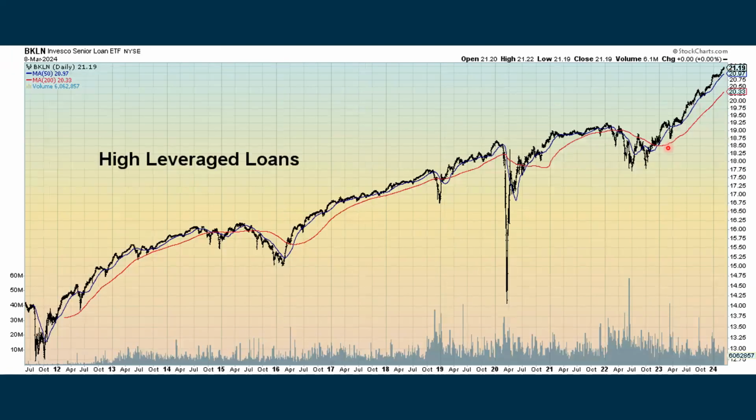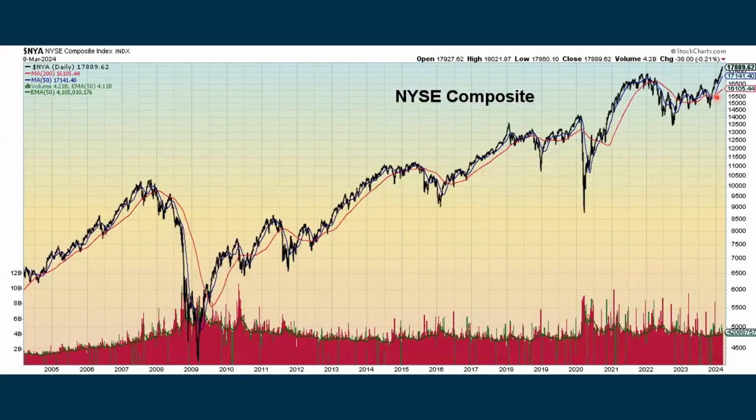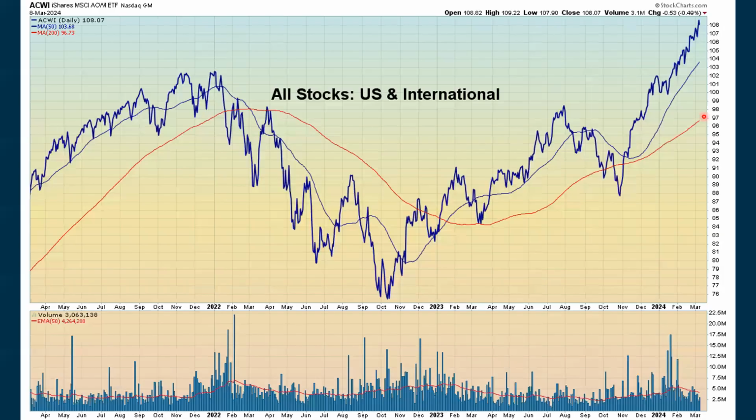High leverage loans continue to do really well, and this is a very risky area of the market. If the market was really concerned about the economy falling apart, we wouldn't see the solid uptrend that we've been seeing lately. The NYSE composite is one of the broad market measures that we look at, setting recent all-time highs and in an uptrend. All stocks looks at stocks in the US as well as internationally, also setting recent all-time highs and in an uptrend.